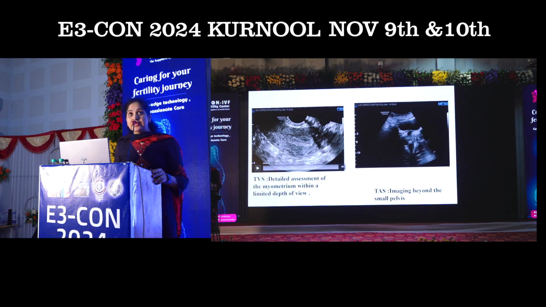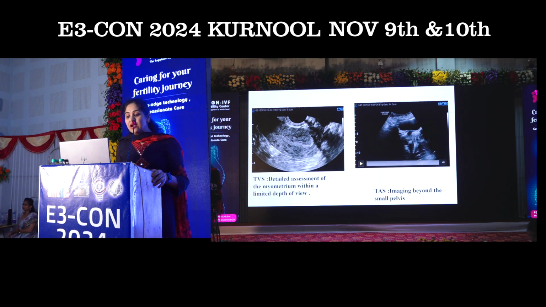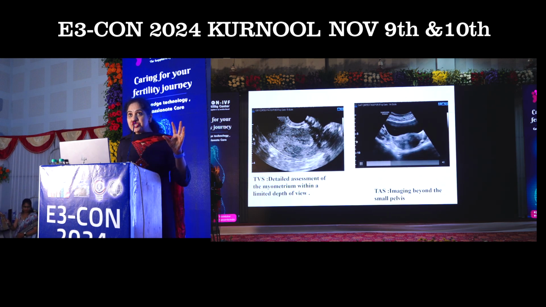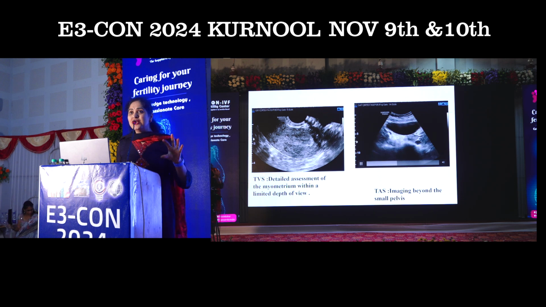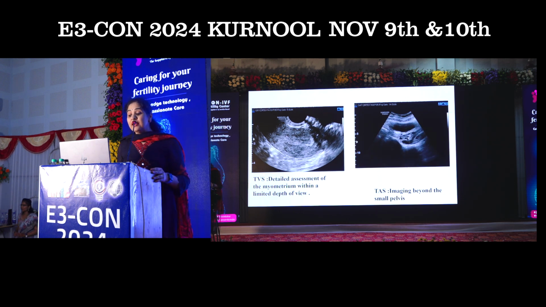Now coming to the assessment modalities, TVS is and should be the first line of imaging because it gives you a detailed assessment of myometrium within a limited depth of view. See the clarity of the imaging, but the depth of view is limited. On the contrary, transabdominal scan gives you a global view of the uterus in pelvis and gives you a global picture of the relationship of the uterus to surrounding structures. So anything larger or beyond the true pelvis, you should resort to transabdominal imaging.